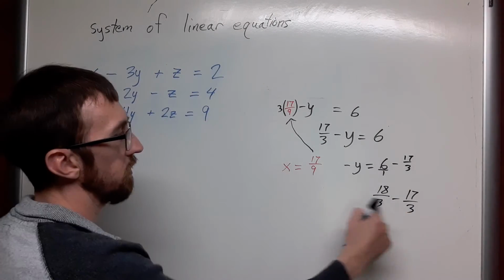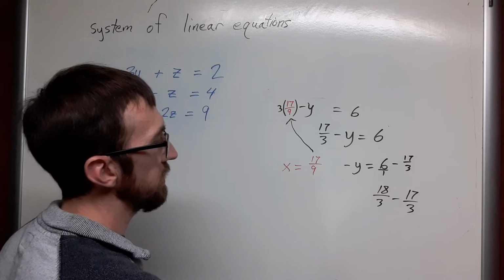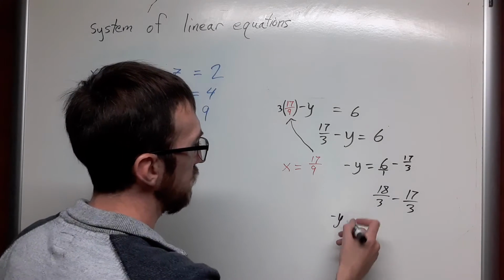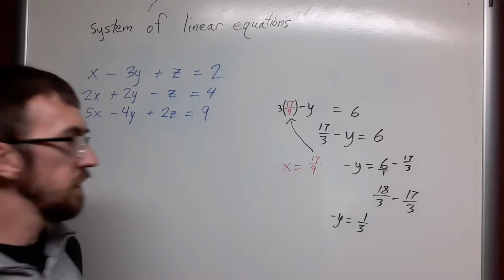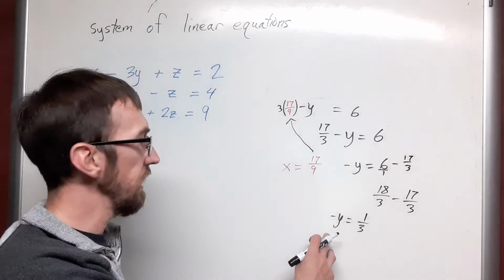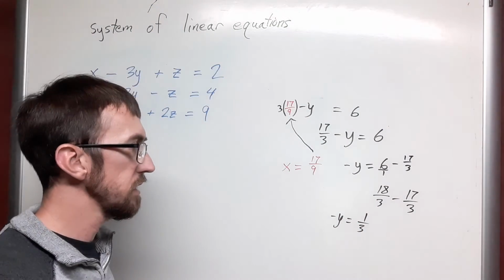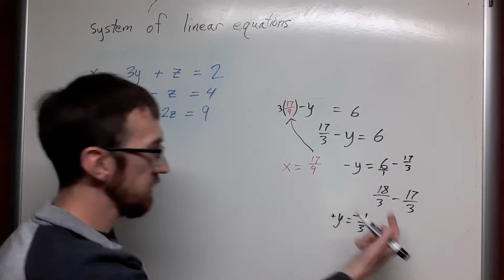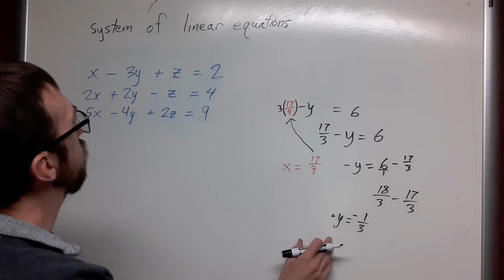So I'm looking at 18/3 minus 17/3. That's going to give me 1/3. I have negative y here is going to equal 1/3. And then we can't leave this as a negative y, so we multiply both sides by a negative, leaving us with a positive y equals negative 1/3. So now we have our x and our y.